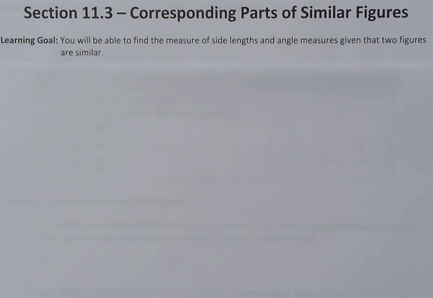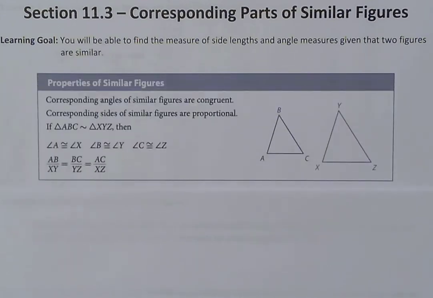And corresponding parts of similar figures is going to be closely related to corresponding parts of congruent figures. The difference here is we're not talking about congruent, but we're talking about similar figures. And we're going to use those properties of similar figures to help us solve our problems today. So let's talk about what those properties of similar figures are before we jump into our examples for today.